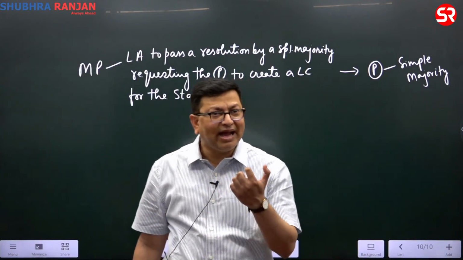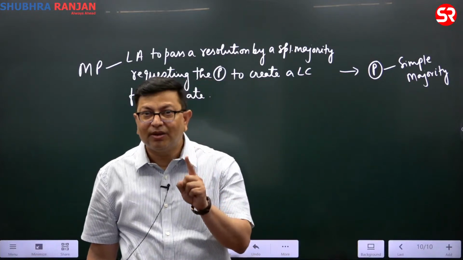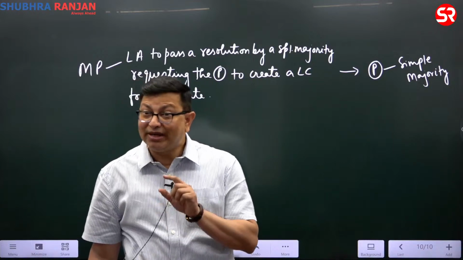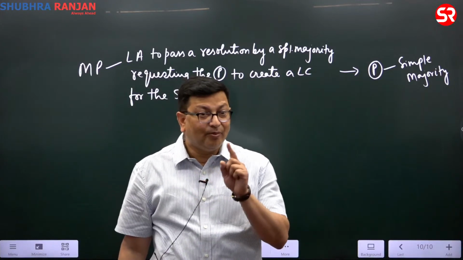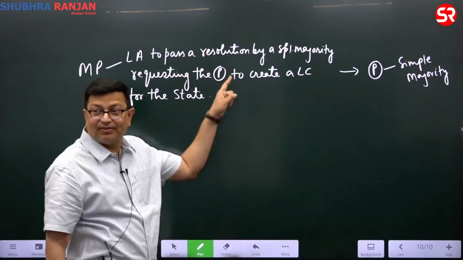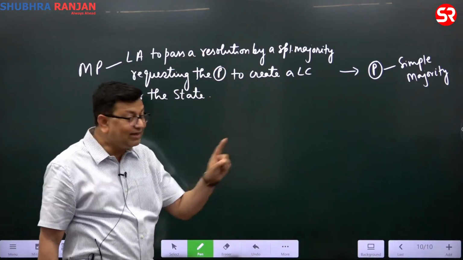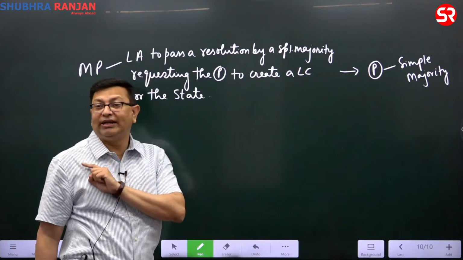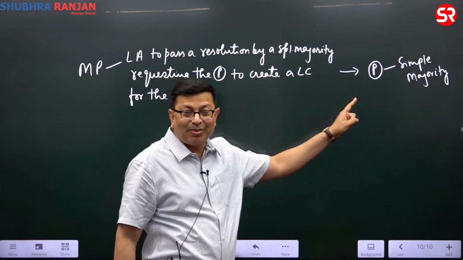The initiative has to be from the legislative assembly of the concerned state, but that request by the legislative assembly has to be passed by this special majority. That is, the two conditions have to be fulfilled, but the final authority is the parliament.